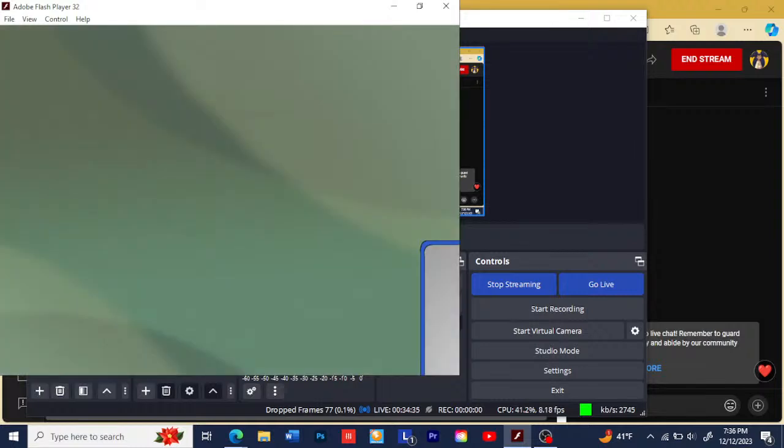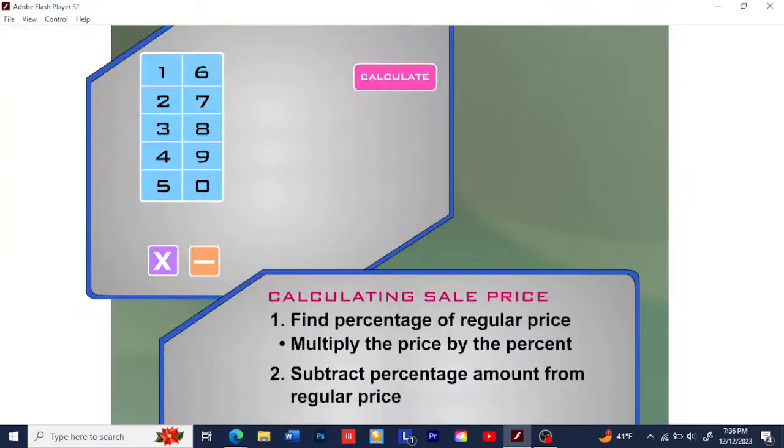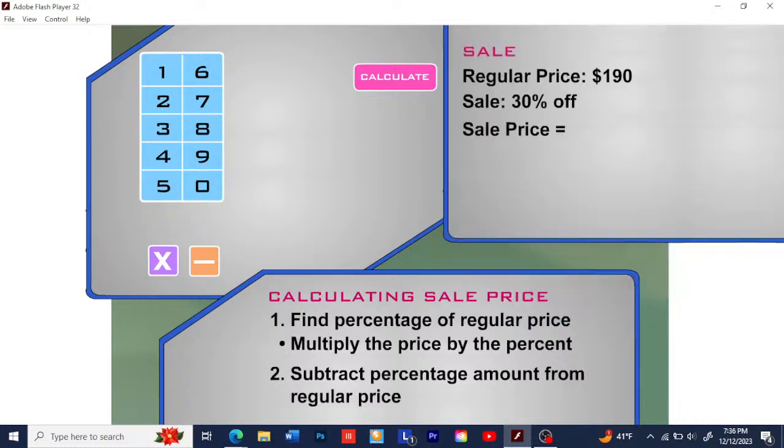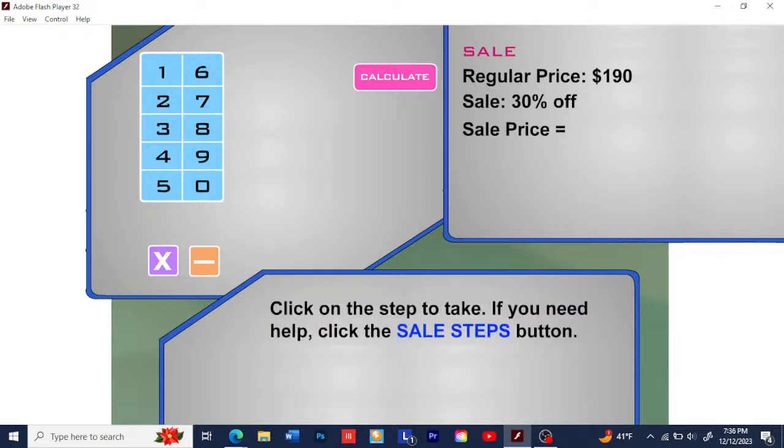Now you're getting it. How about trying out a practice problem? I'll give you another example. This time, we'll make the regular price $190 and the sale 30% off. So, what's the sale? What's the first thing we have to do? Click on the step to take. If you need help, click the Sale Steps button.